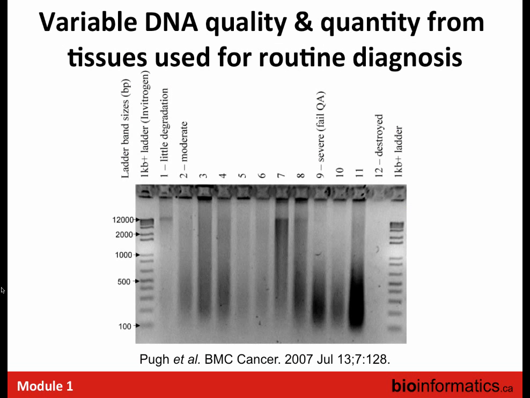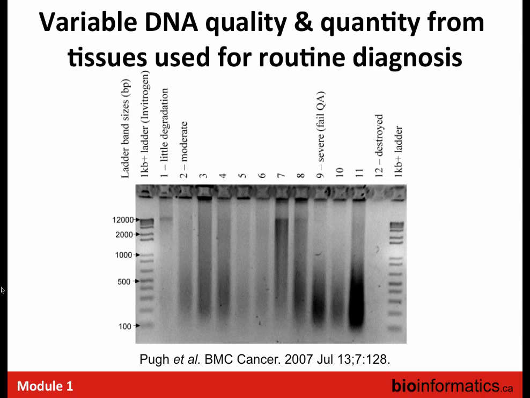The first challenge is variable DNA quality and quantity from tissues that are routinely used for diagnosis. These are 12 tissues, all from the same hospital, all from the same cancer type. These are all lung tumors. But you can see quite a bit of variability in the size and quality of the DNA coming out of these fragments.